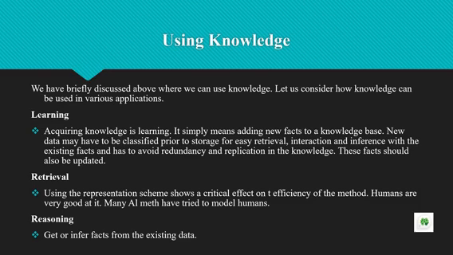Second thing is retrieval. The representation scheme used has a critical effect on the efficiency of the method. Humans are very good at it. Many AI methods have tried to model the humans. Third one is reasoning. Get or infer facts from the existing data.